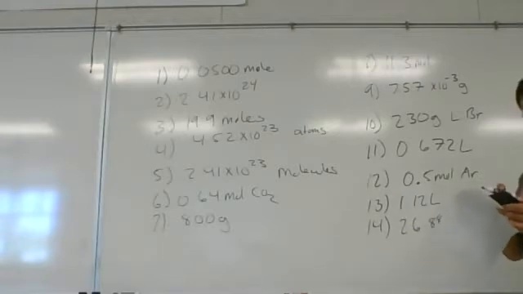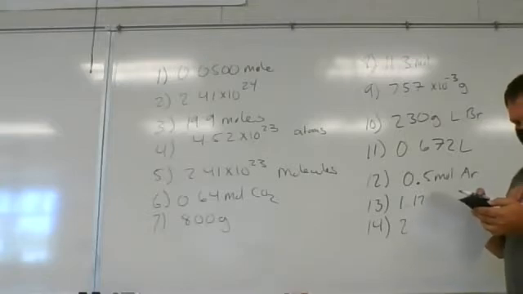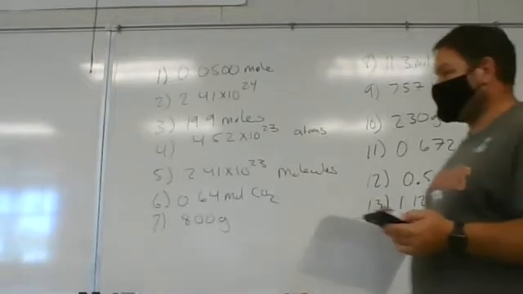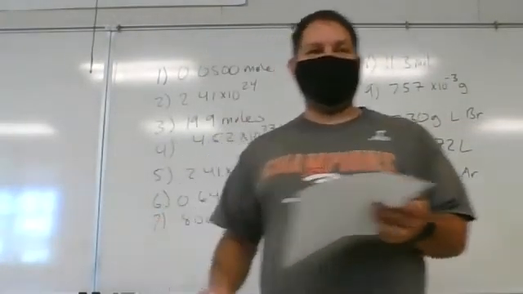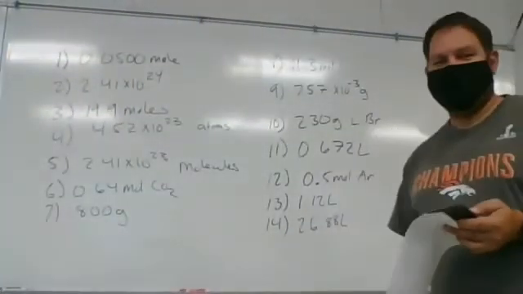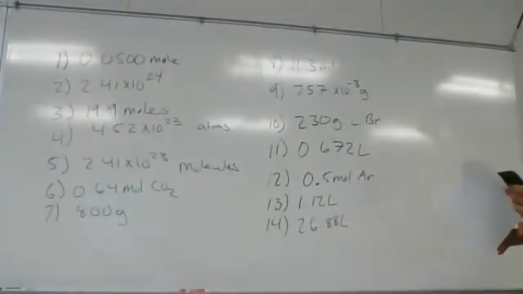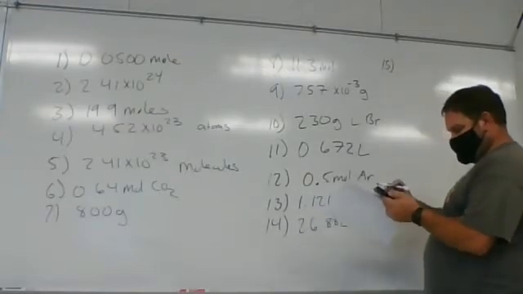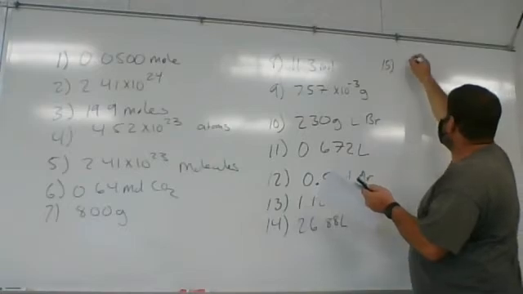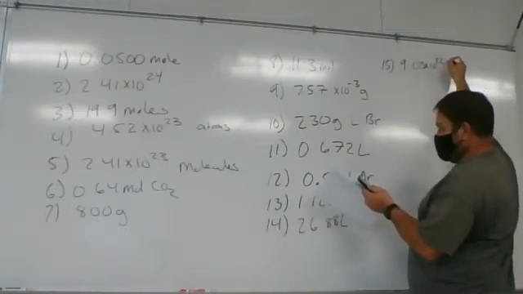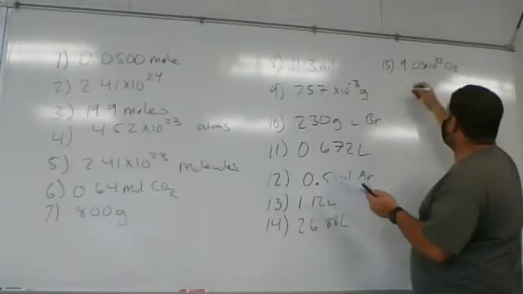Okay, how are we doing so far? Okay, now 15, some of these could get a little bit tricky because you need to make sure that you're getting the right formula. Okay, so 15 should be 9.03 times 10 to the 22nd oxygen molecules.